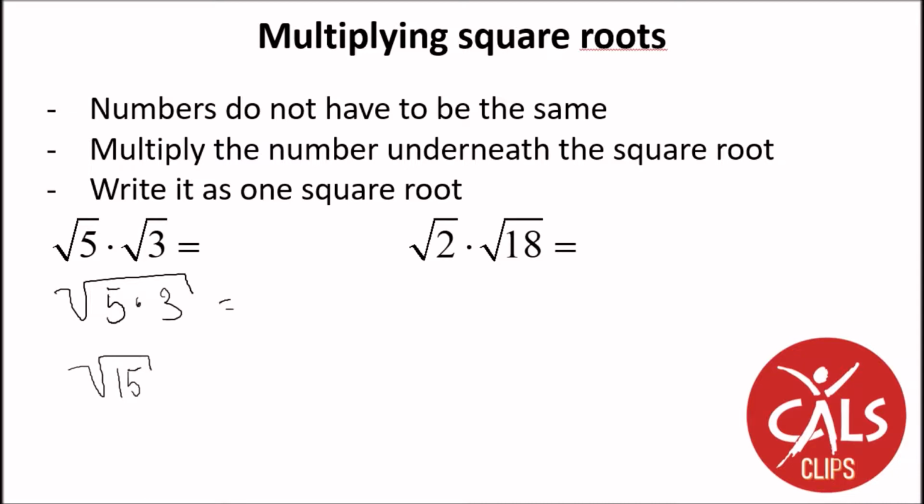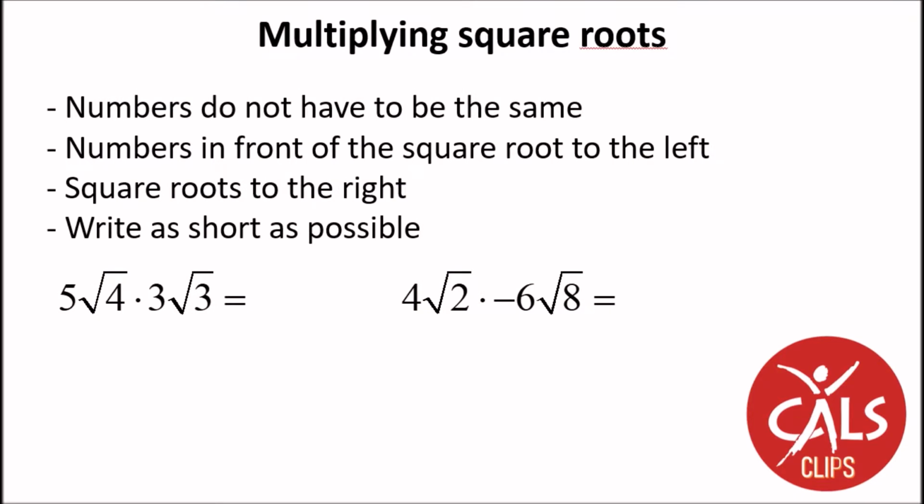And then the next one, the square root of 2 times the square root of 18. So I can do the square root of 2 times 18. And 2 times 18 is 36. And take a good look. The square root of 36 is a whole number, 6. So this is your final answer, not this. Here, this is not a whole number, so I'll just leave it like this. But here, this is 6.